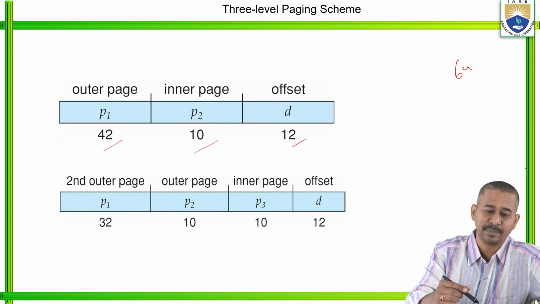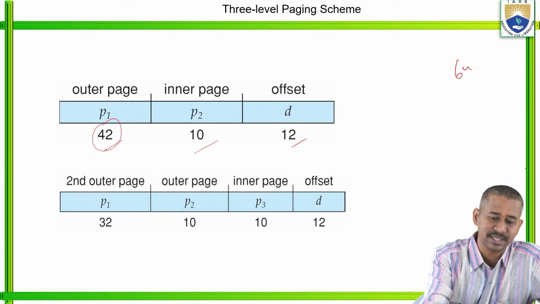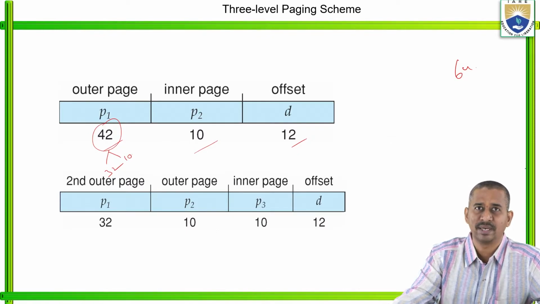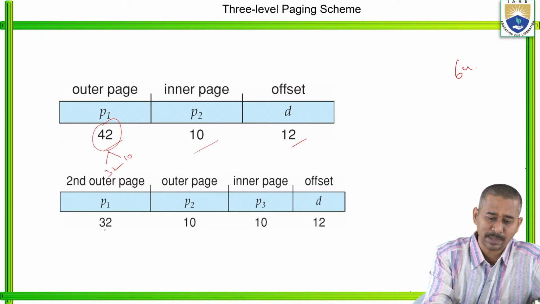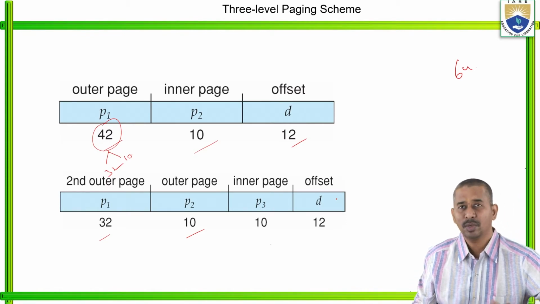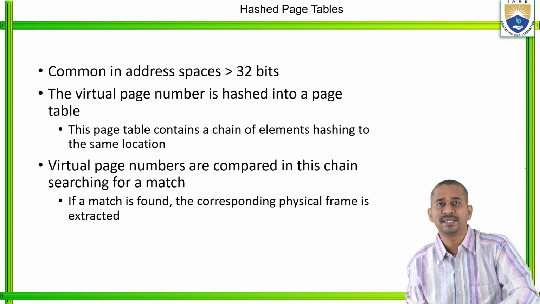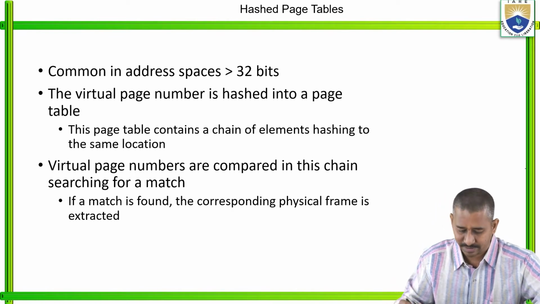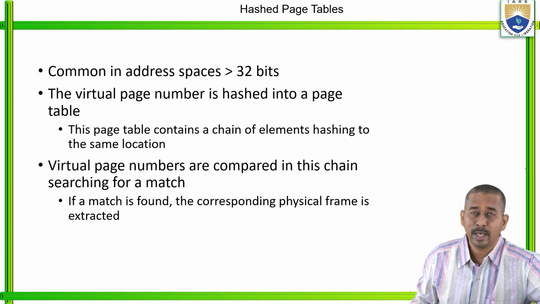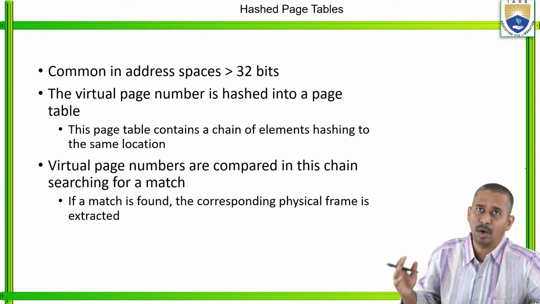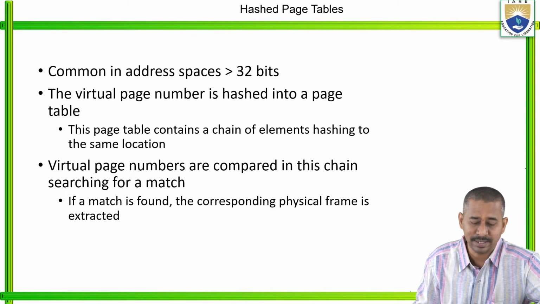Then the page of page table. This 42 is again subdivided into 32 as well as 10. So that represents the second outer page table of 32 and the outer page table of 10, the inner page table is 10 and the offset is 12. Like this the hierarchical page table is divided into various page numbers as well as page offsets. So with multi-level or hierarchical paging, either 2-level or 3-level page of page tables are generated.